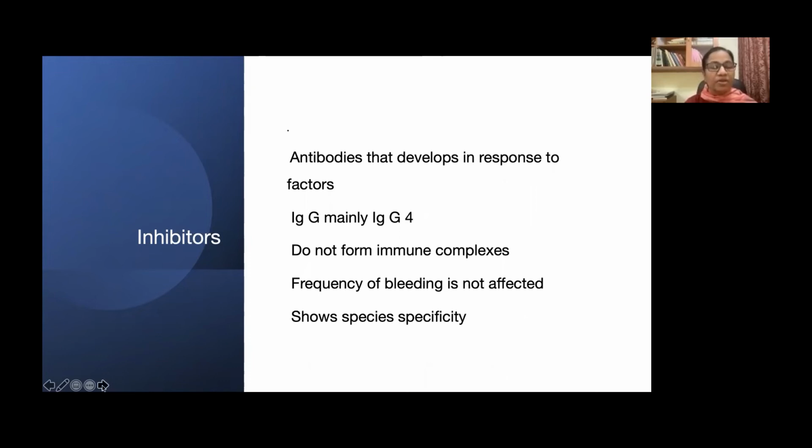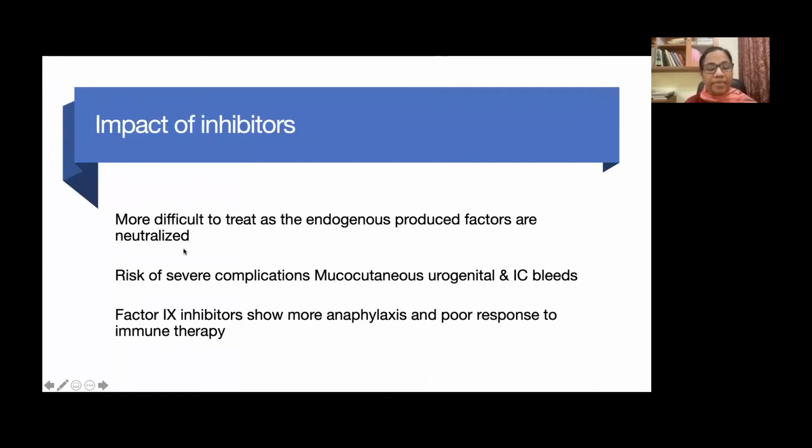That is what makes this difficult: the bleeds become more difficult to treat as the endogenous factors are neutralized, and there is a risk of severe complications of mucocutaneous, urogenital, and IC bleeds in the presence of especially high titer inhibitors. And factor 9 inhibitors, though very low in occurrence, only 1 to 3% here, whereas it is 10 to 30% in hemophilia A. But once anaphylaxis is there, it is very serious. Anaphylaxis occurs with factor 9 inhibitors.